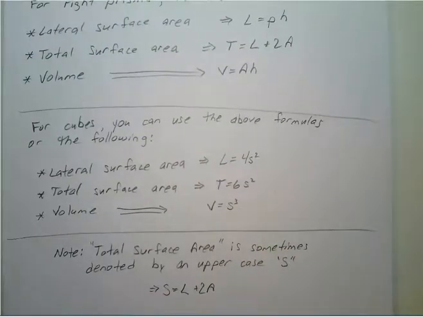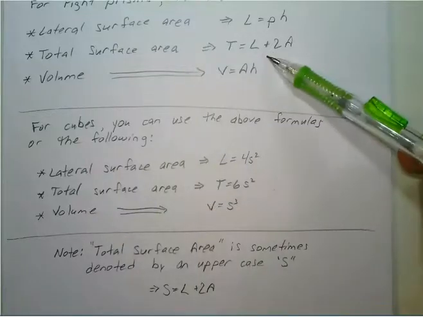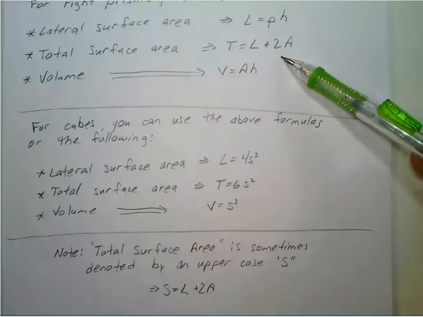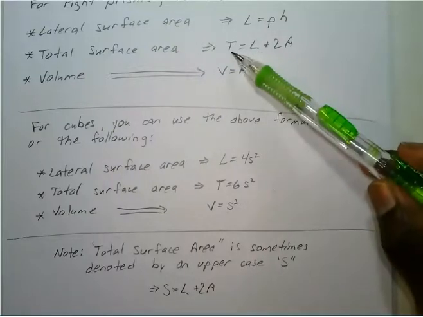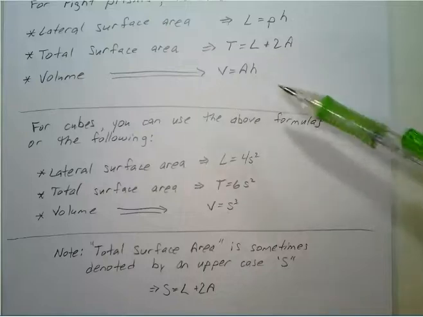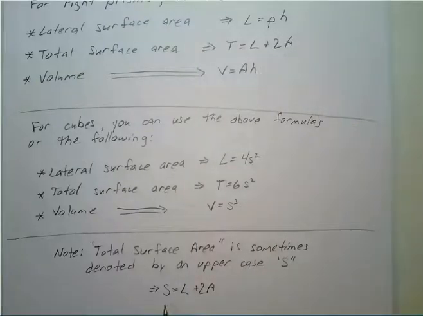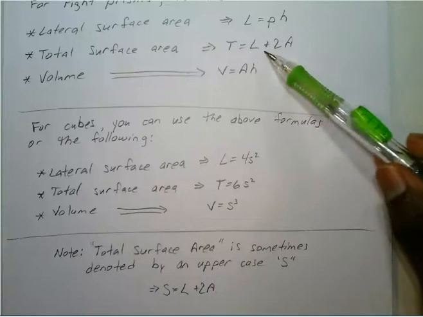Alright, now a little extra tidbit in case you run across something and it looks a little confusing. Sometimes the total surface area will be denoted by an uppercase S. So instead of T equals L plus 2A, you may see S equals L plus 2A. It's the exact same thing. They just chose to use S instead of T. The formula is exactly the same. Nothing changes. It all depends on the question, the textbook, who wrote the book, what they decided to use. So I don't want you to get confused if you happen to see S equals L plus 2A somewhere and they're asking for total surface area, or you see T equals L plus 2A. Same thing.